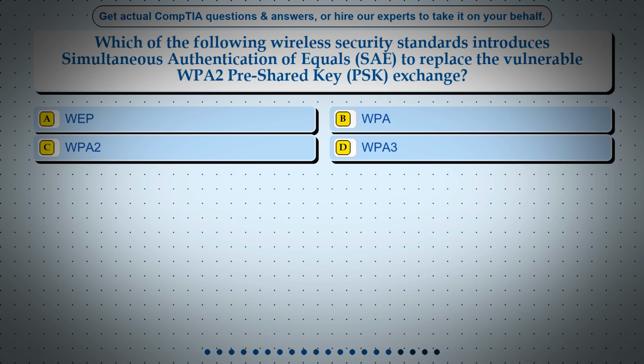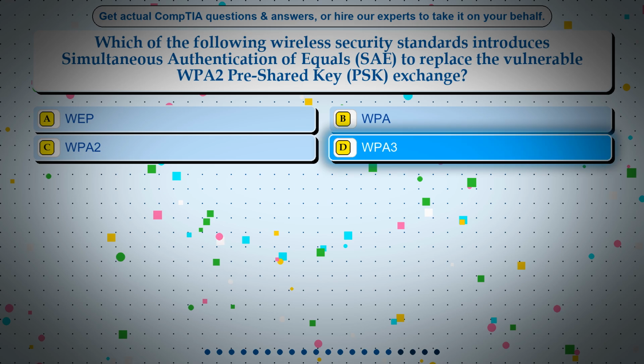Question 16. Which of the following wireless security standards introduces simultaneous authentication of equals, SAE, to replace the vulnerable WPA2 pre-shared key, PSK, exchange? Option A, WEP. Option B, WPA. Option C, WPA2. Option D, WPA3. The correct answer is option D. WPA3.